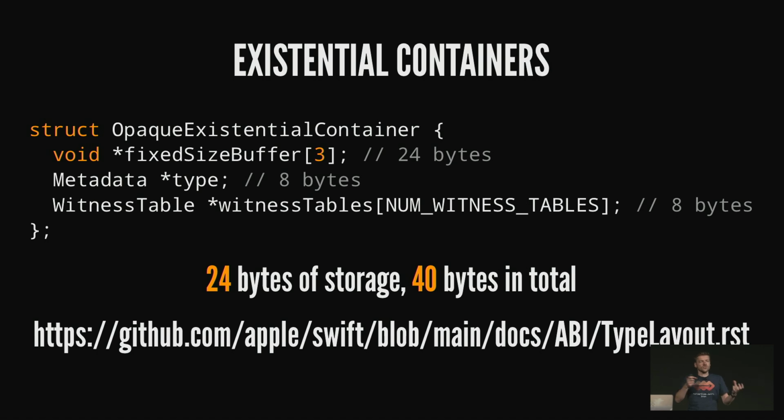So let's say you've got a struct that conforms to your protocol. If it's 24 bytes or under, it just gets put inline inside there, and it's all good. You're done. If it's more than 24 bytes, it has to be stored somewhere on the heap, and a pointer to it gets put inside this buffer instead.